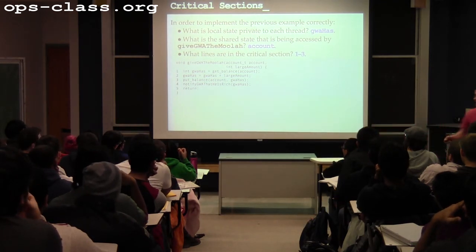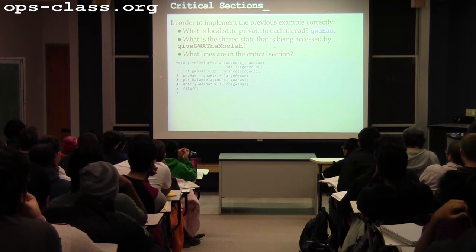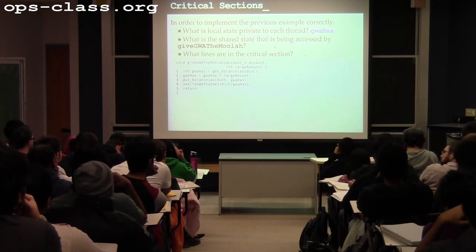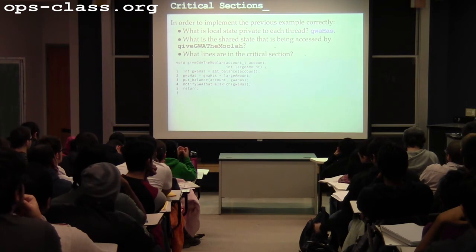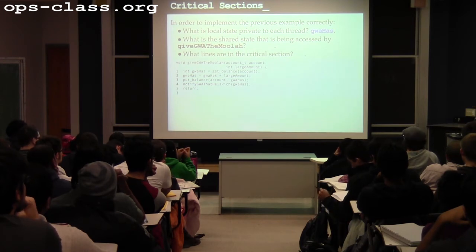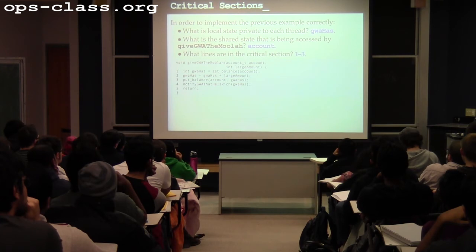1 through 3. Do I have a little call out? No. So if I can make this operation, the process of copying the balance into my local variable, modifying it, and then storing it back, if I can make these three lines of code look atomic, then I can fix the race condition that this code suffers from. Does this make sense, everybody?